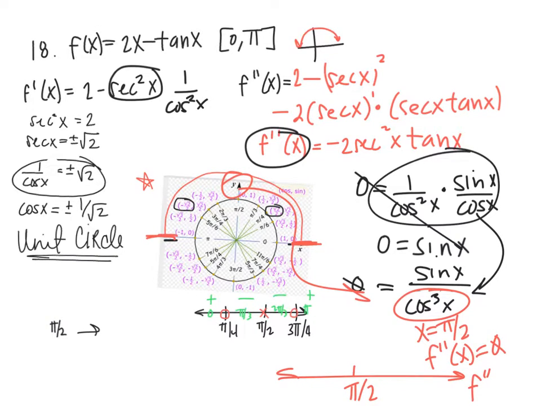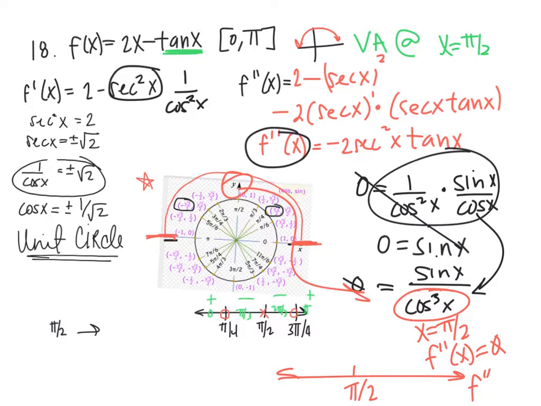Well, it's not going to be a point of inflection. Why? First of all, because f double prime of x is undefined there. Second of all, because we already decided we had a vertical asymptote. We should have written that down. We have a vertical asymptote at x equals pi over 2, because x equals pi over 2 makes tangent undefined.